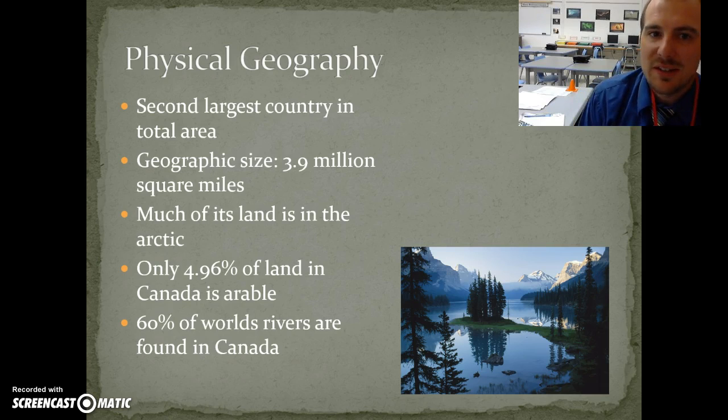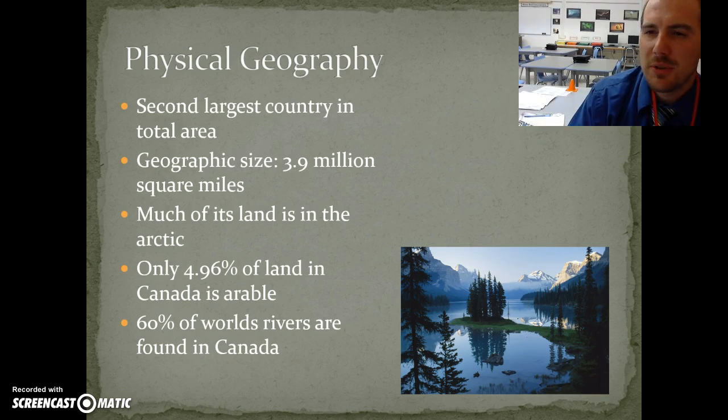So here's some interesting information. First of all, Canada is the second largest country in the world, not by population, but by total area. The geographic size of Canada is 3.9 million square miles. However, much of its land, not most, but much of its land is in the Arctic. And only about 5% of Canada is arable.